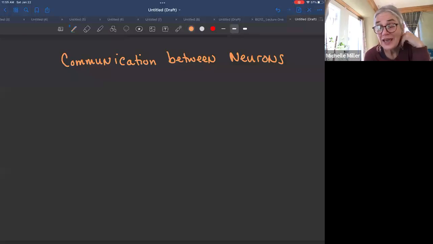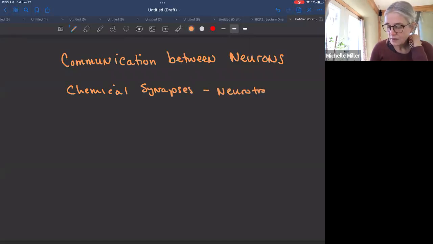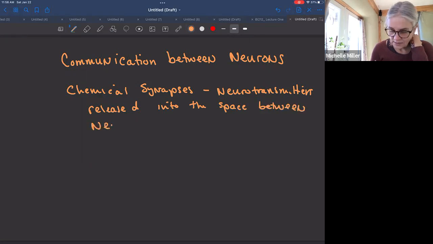So neurons need to communicate with one another, and it occurs at the synapse. Most of our synapses are what are called chemical synapses, where neurotransmitters are released into the space between two neurons.